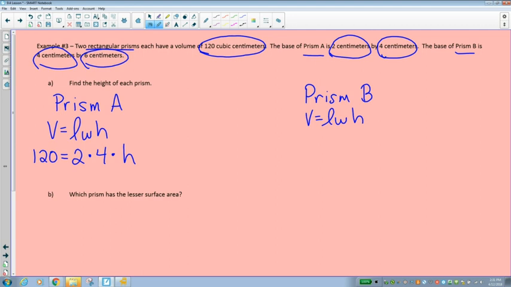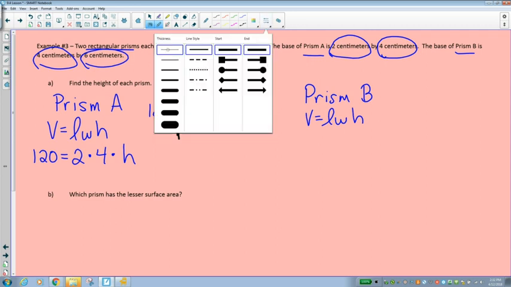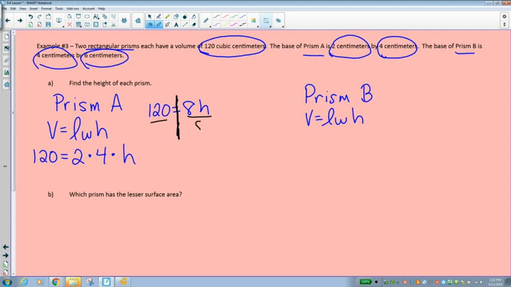Okay, so in order to solve this, I'm going to go ahead and multiply 2 and 4 together. So really, I have 120 equals 8h. And now this is just a problem that I have solved in the past. Draw your line down the equal sign to keep the two sides separate. My goal is to get h by itself, and right now it's being multiplied by 8. So to undo multiplying by 8, I divide both sides by 8. On the left side, I end up with 15 equals h. So the height of prism A equals 15 centimeters.